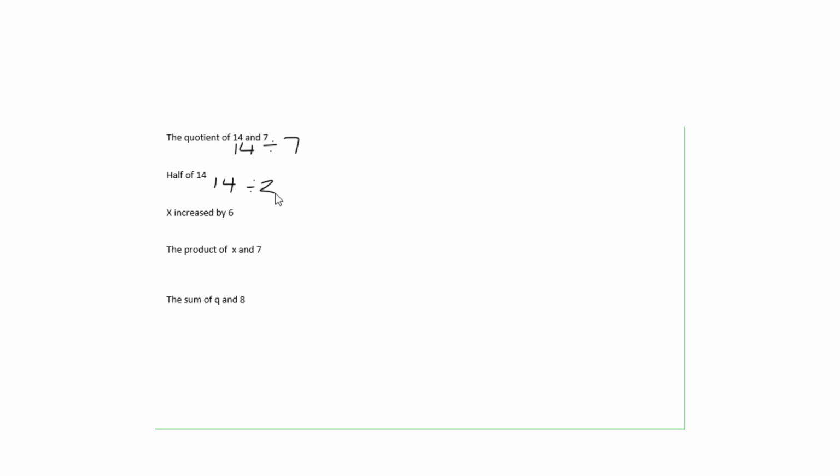X increased by 6. Increased by means that we're adding 6 to x. So x plus 6. The next one says the product of x and 7. Product means multiplication, so we have to multiply x and 7 to find the product. So that's x times 7.